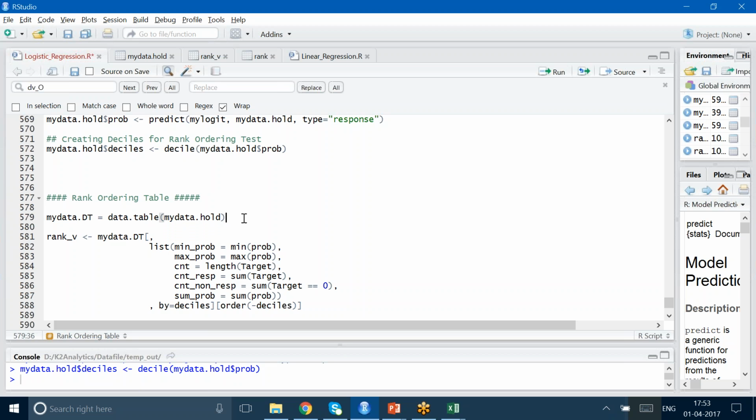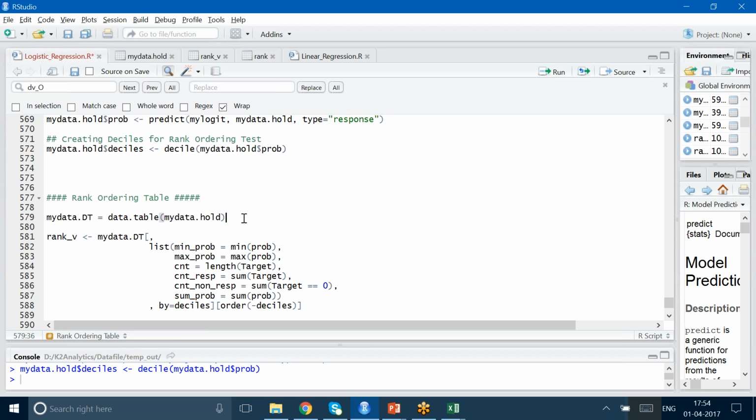Now, if you would have noted, I have to constantly keep copy pasting this code. What you could have done is create this rank ordering as a function, where we pass the data frame as an input, the column name of the target, and the probability column name. And automatically the entire logic is written in the code. So this is where the user defined function, which we learnt in R, comes into play.